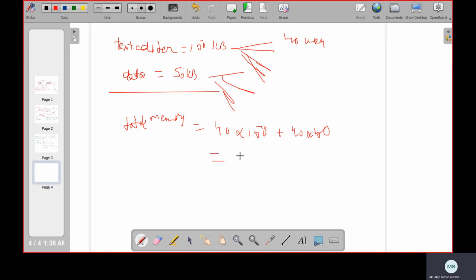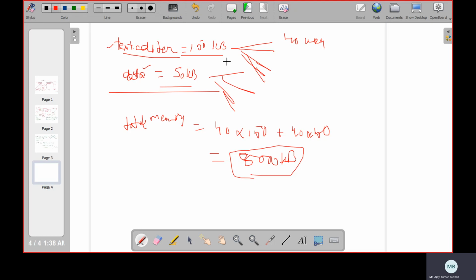So this will cost around 8000 KB of memory, which is required in order to provide 40 text editors and 40 data spaces, one for each individual user. Now, the text editor that I'm allocating is an application, and the code in the application never changes. Only the data you people are writing changes.